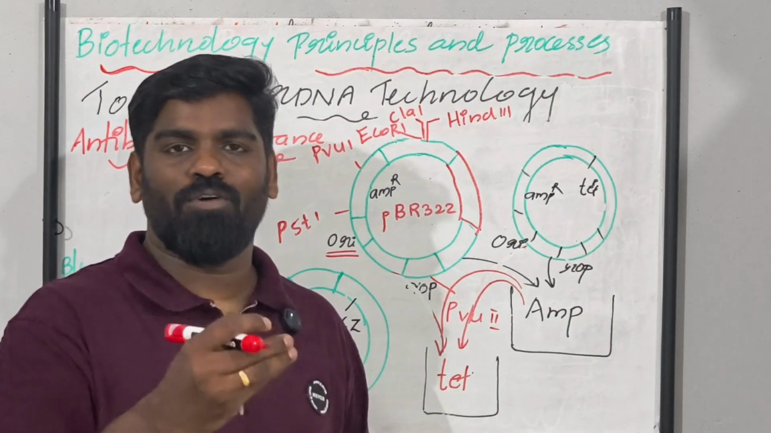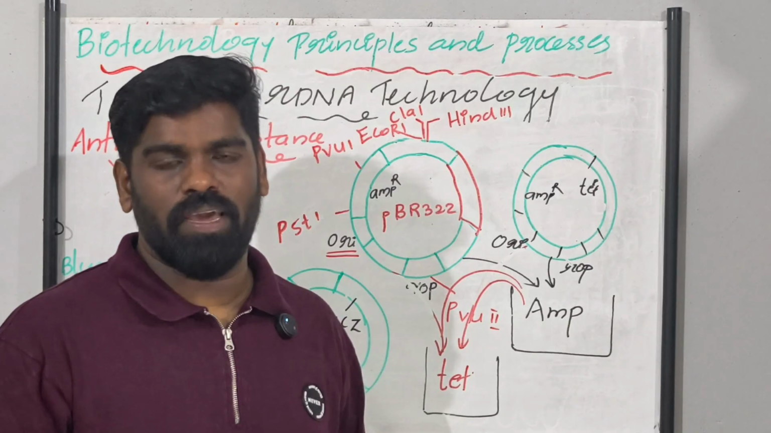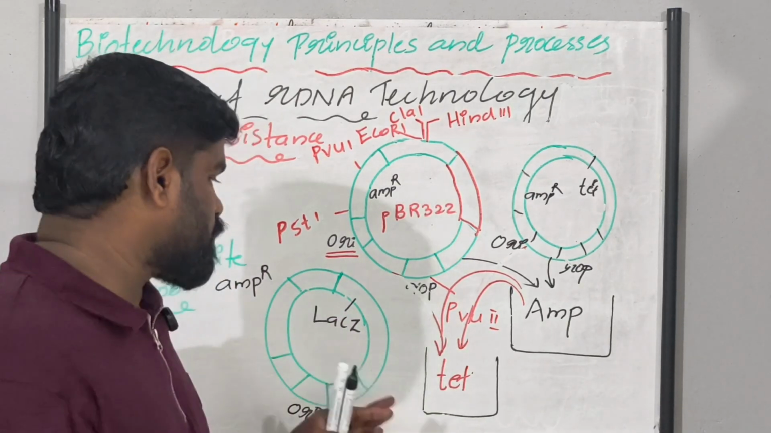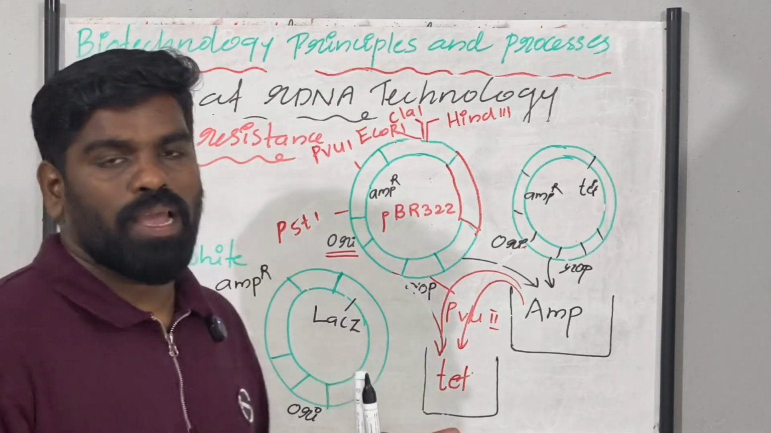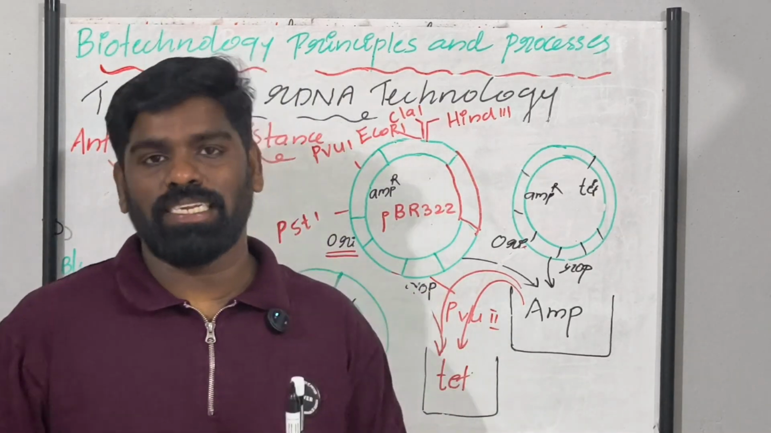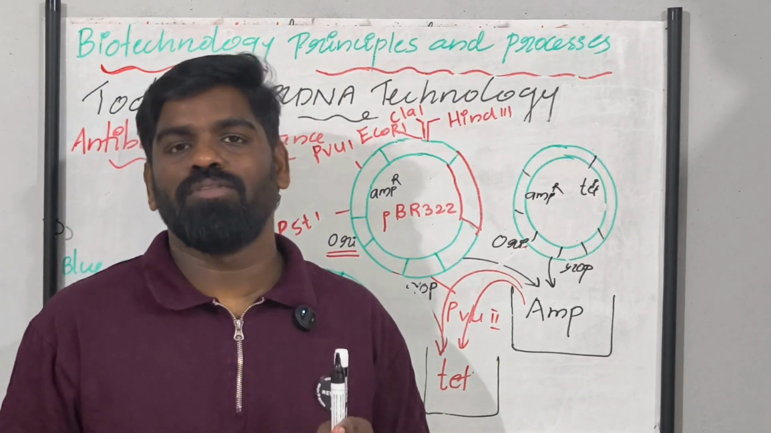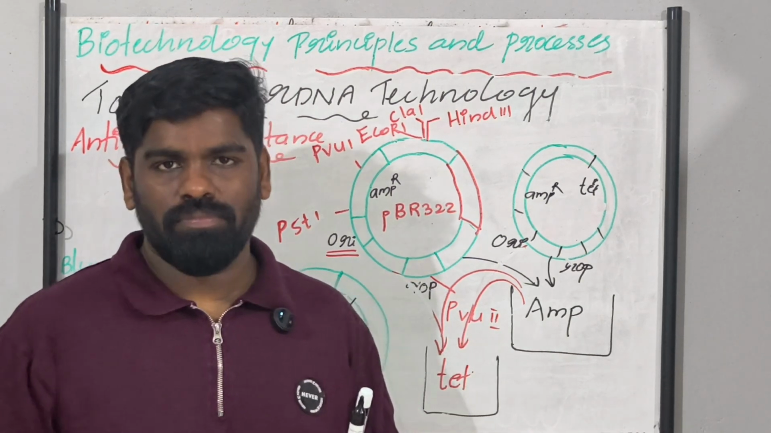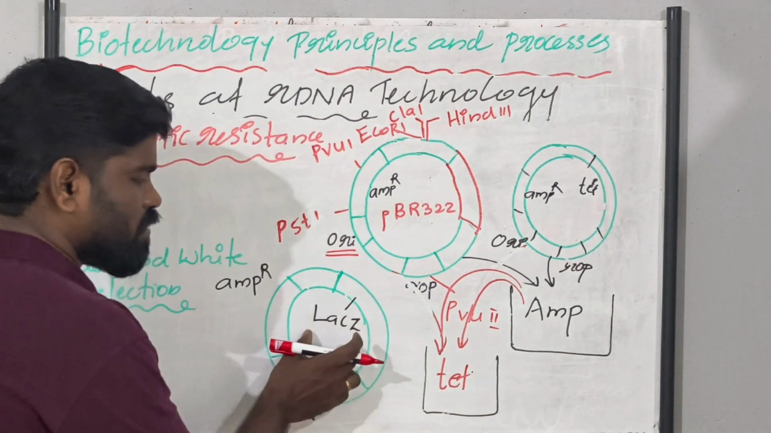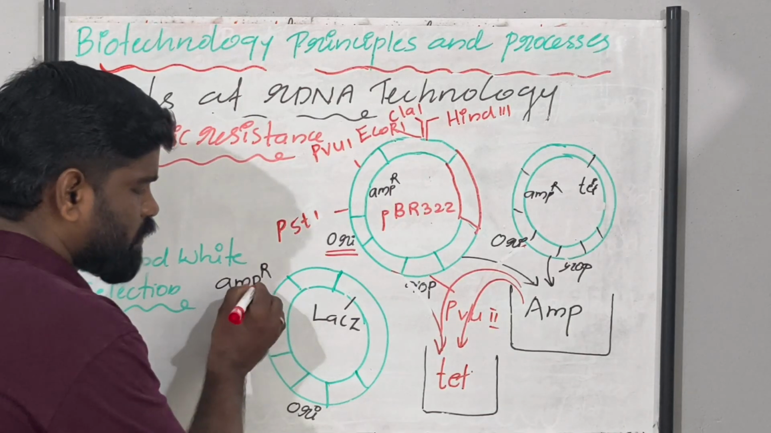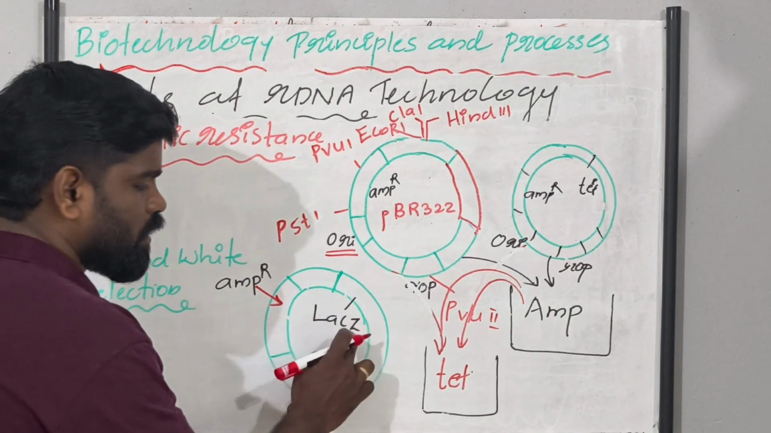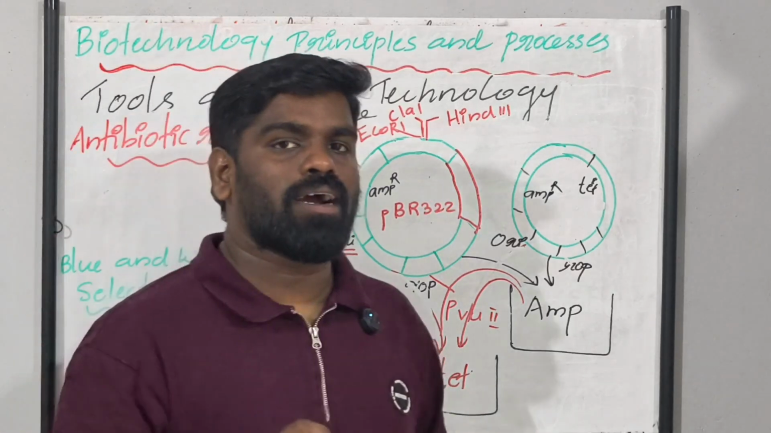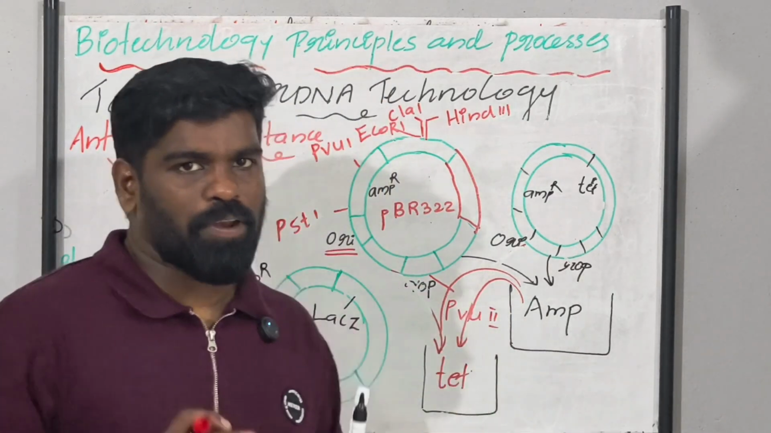In order to overcome this demerit of pBR322, another cloning vector was made, that is pUC8. Here the University of California made a plasmid. Just imagine this is the plasmid. It has an ampicillin resistance gene and a LacZ gene, which codes for beta-galactosidase. Keep that in your mind.